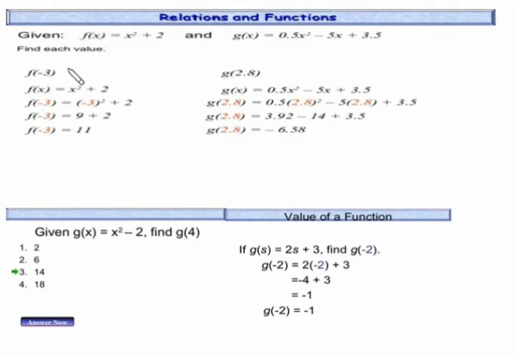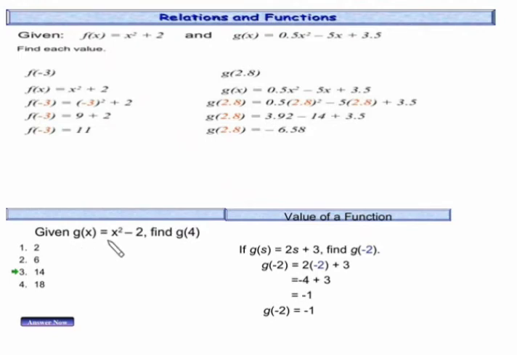Put x equal to minus 3, we get the result 11. In g(x) we put x equal to 2.8 and then we get the result minus 6.58. In this way we find the value of functions at any point.